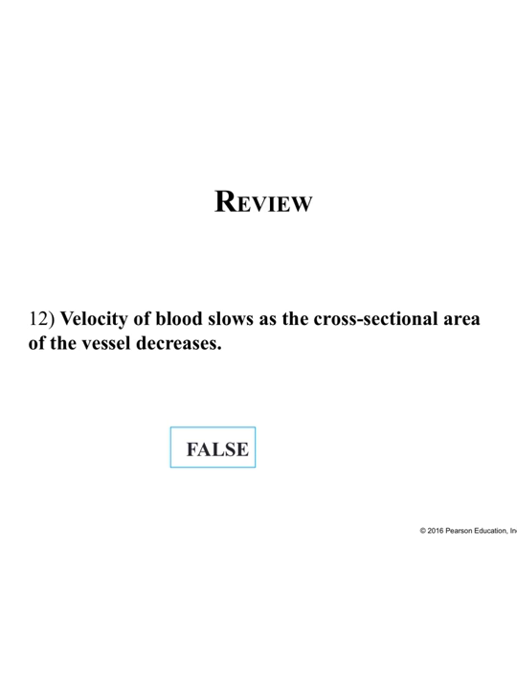The speed or velocity of blood slows as the cross-sectional area of vessels decreases. That's false. If you think about a large vessel versus several smaller ones, we know that blood flow is going to be faster in the large vessel, and it's going to slow down because of an increased peripheral resistance in the smaller.